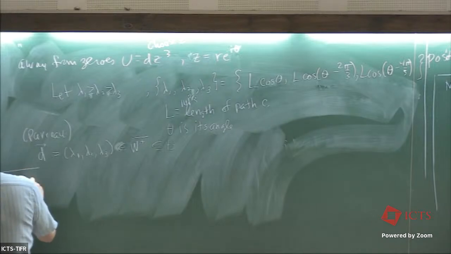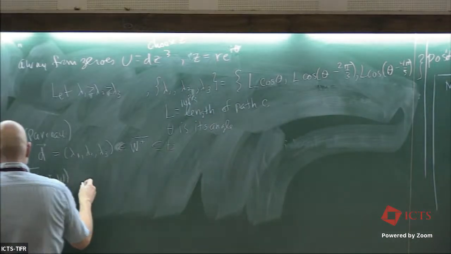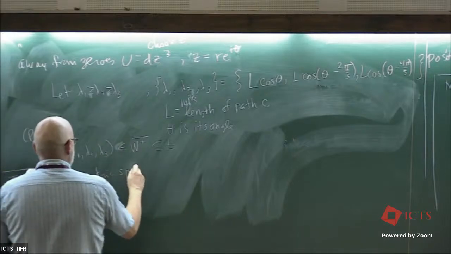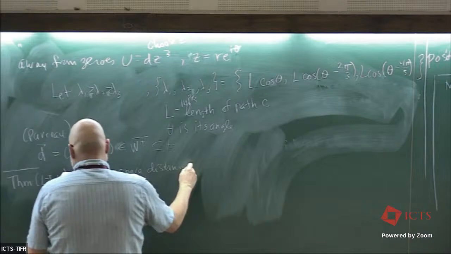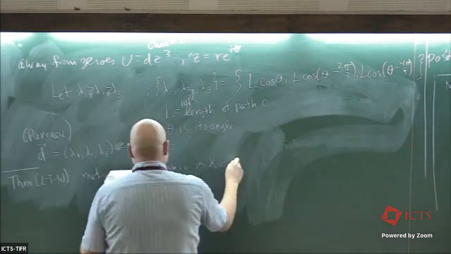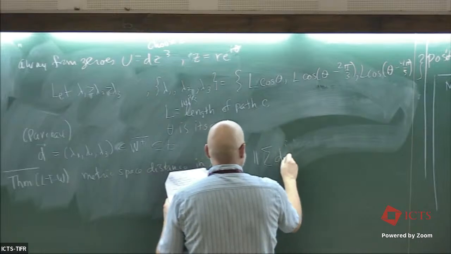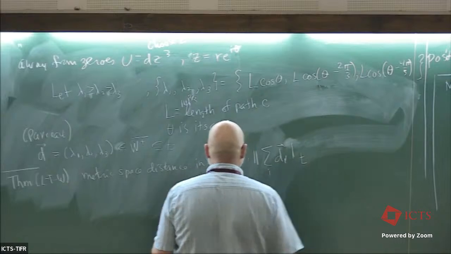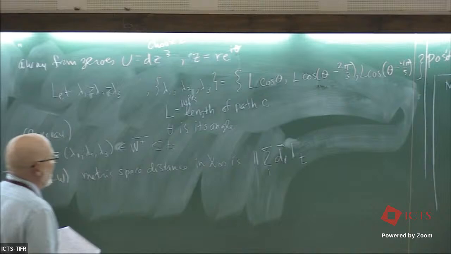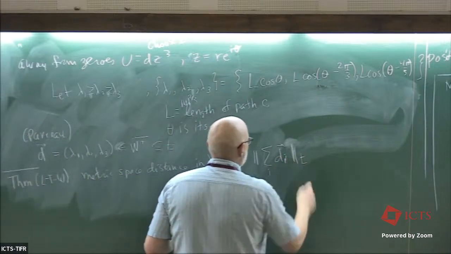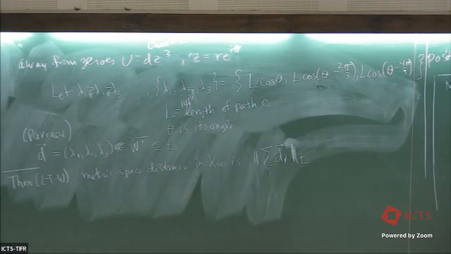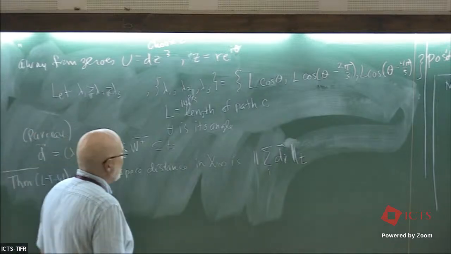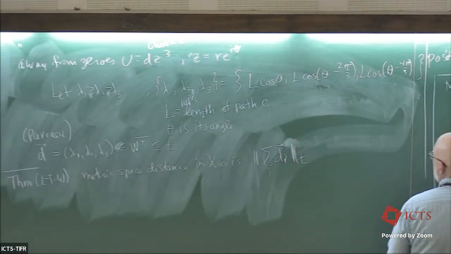So then the theorem is that the metric space distance in x infinity is given by the sum of the angles of these paths, okay? So each one of these, if you reorient this, this distance is going to be in the Weyl chamber, in the positive Weyl chamber.